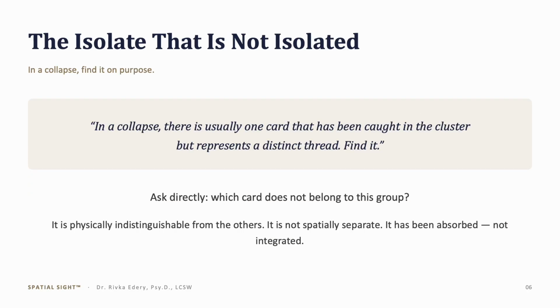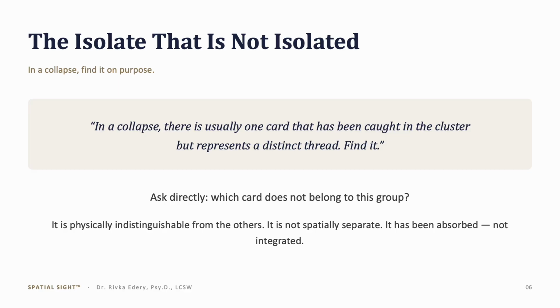One special case, and it is the hardest reading in the method. I flagged it on day 6 and told you it was a phase 2 skill. You're now in phase 2. The collapse. All the cards land in one tight, nearly overlapping knot. There is no isolate. Nothing is spatially separate from anything.